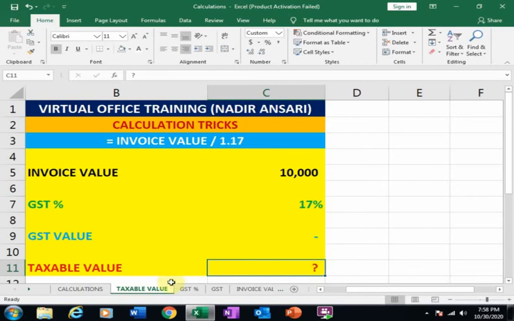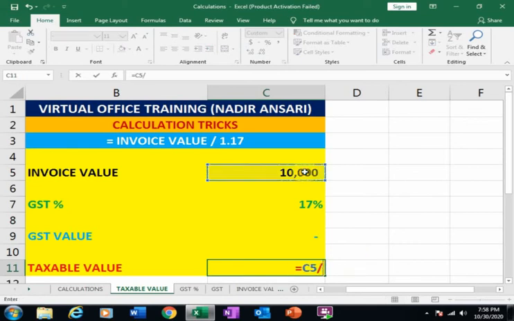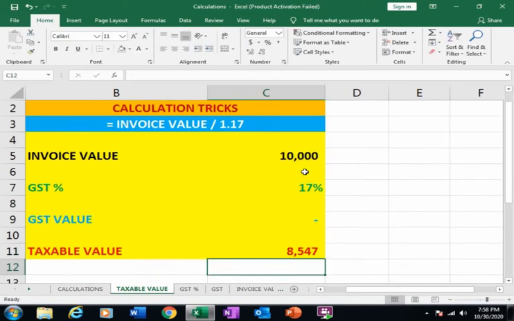Let's calculate this taxable value. Just type equal to invoice value divided by 1.17. Here you will get the taxable value.